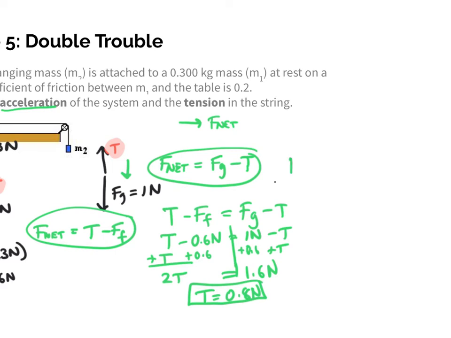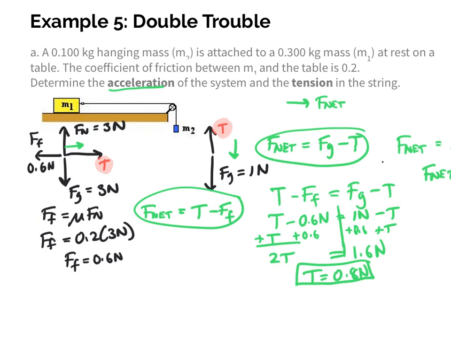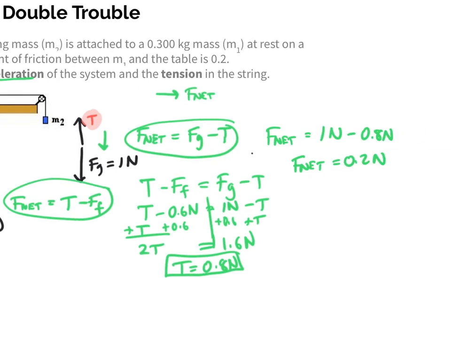I know that my net force is going to equal the difference between its weight, which is 1 newton, minus the tension, which we now solved as 0.8 newtons. So therefore, I know that the net force here is going to equal 0.2 newtons. And if you were to do this same thing over here with friction, if I have 0.8 newtons here and 0.6 newtons, notice I'll get the same net force of 0.2 newtons, so it's going to work out either way.